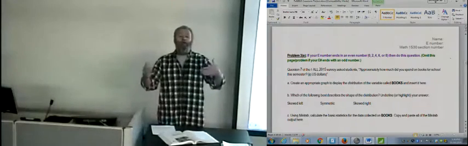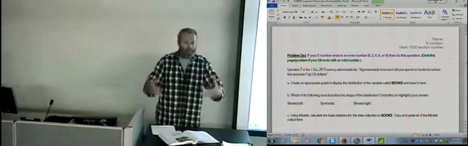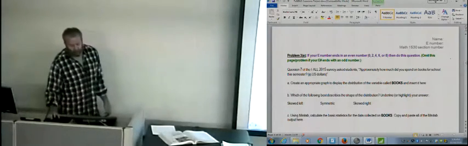How much you spent on books for this semester in U.S. dollars? Everybody understand that's quantitative, right? Okay. Let's go down here.